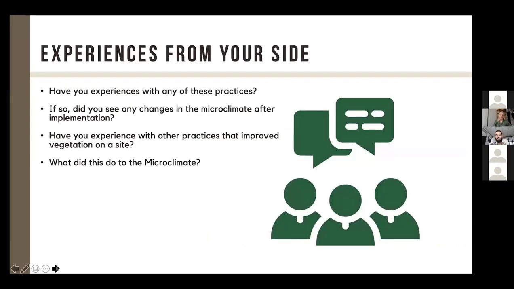So that's a little bit about the vegetation practices that we've analyzed so far in our study of the microclimate. And once again, I'm going to give a few minutes to the people in the audience here, just to see if you've got any examples that I didn't mention.